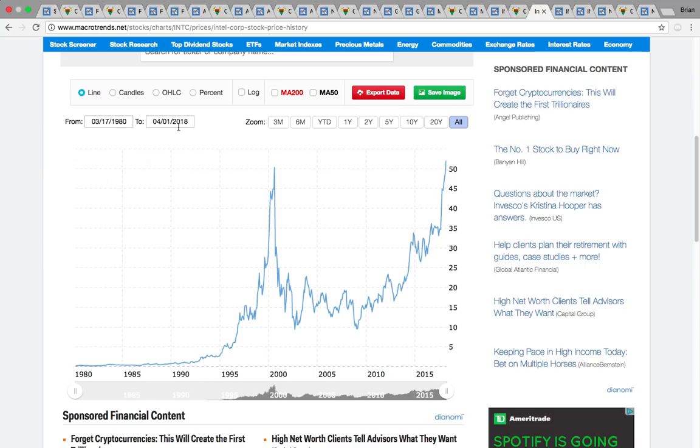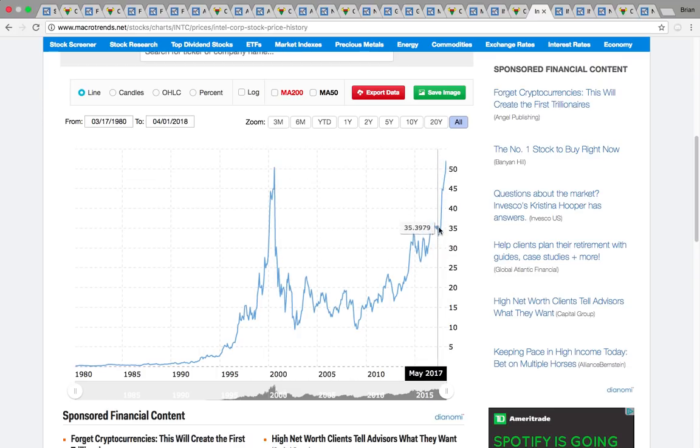Now look at this Intel chart, this is the all-time trading. This is from 1980 to the present. And look at this, the previous all-time high was back here at 50.38 back in August of 2000. That was the all-time high, 50.35. Intel is breaking that level now.